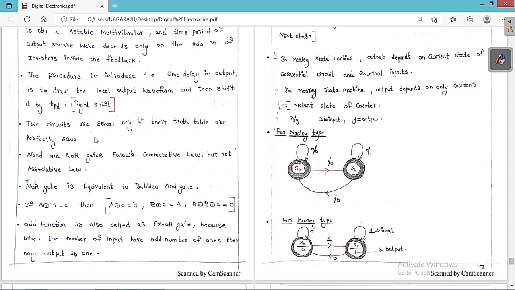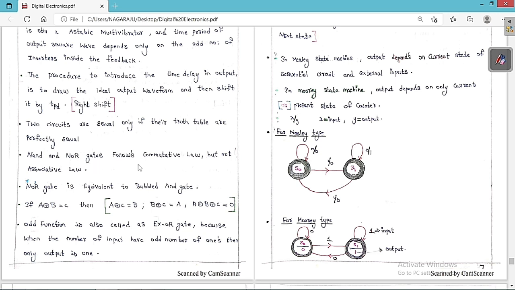Two circuits are equal only if the truth tables are perfectly equal. I already told you, two circuits are equal only if their truth tables for the corresponding input combinations are the same. If for the corresponding input combinations the truth table is always the same, we can say the two circuits are identical. So we can replace one circuit by the other circuit because the two circuits are equal.